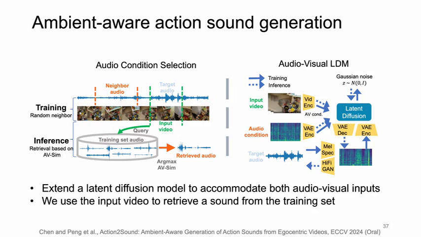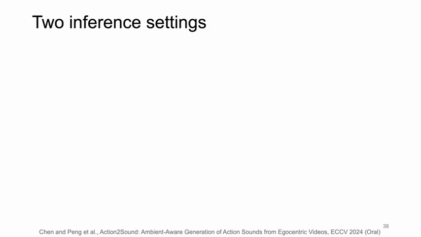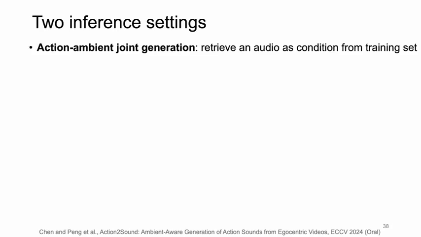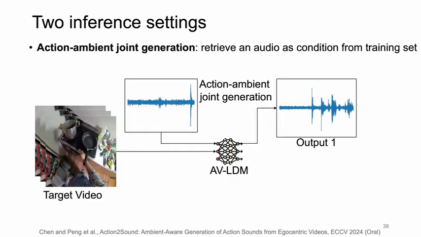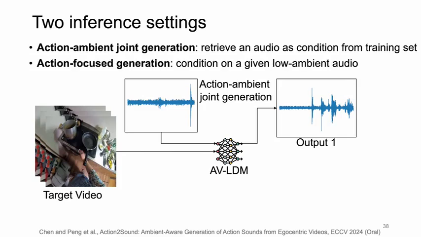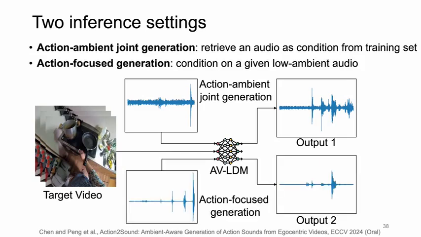At inference time, we use the input video to retrieve a sound from the training set as the condition because we do not assume that the model had access to the long video. By doing so, we allow two modes of generation. One is action ambient joint generation, where we retrieve an audio as a condition from the training set so that the model generates both the action sound and the ambient sound. But sometimes it's also desirable to generate the action sound alone, so we also allow the model to condition on a given low ambient sound, where the model will focus on generating the action sound.